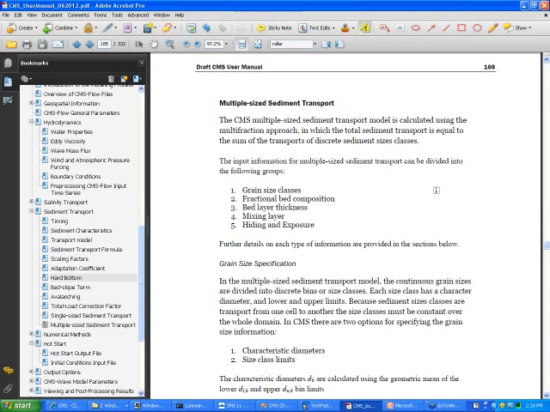Now, multiple grain sizes. It's already 2:30. I can't believe time went by so fast. Are there any questions before I go into multiple size sediment transport?